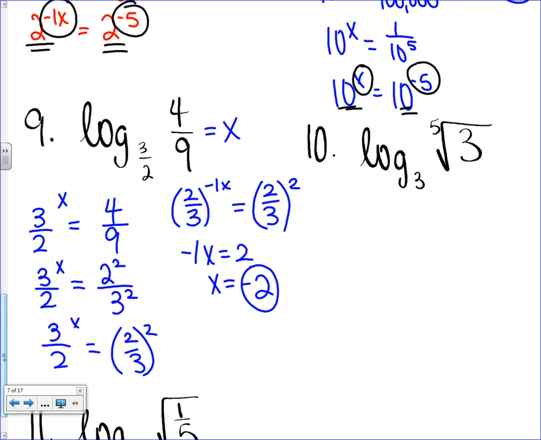Yes, folks, I know this is starting to get tricky, but you have to remember your properties of exponents. You have to remember some of your stuff from algebra. We're kind of going way back and making sure you really understand those concepts.